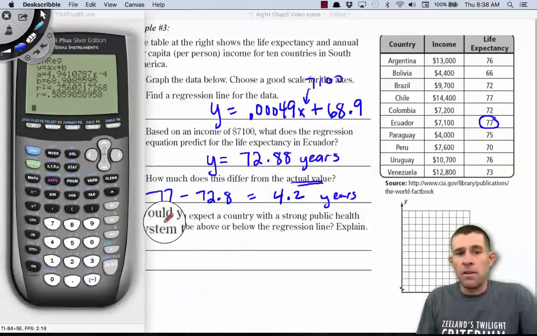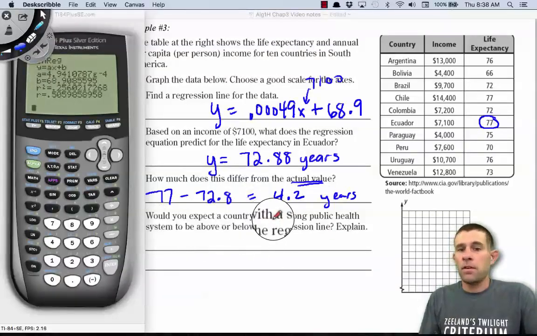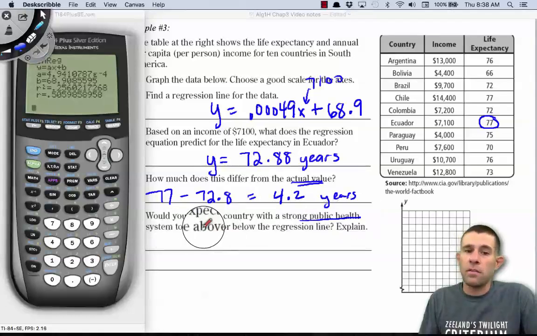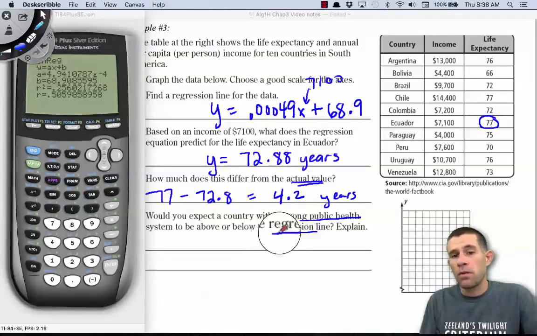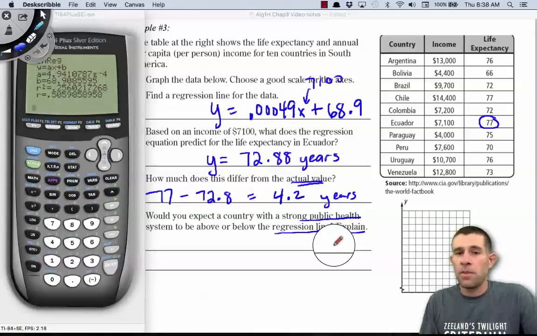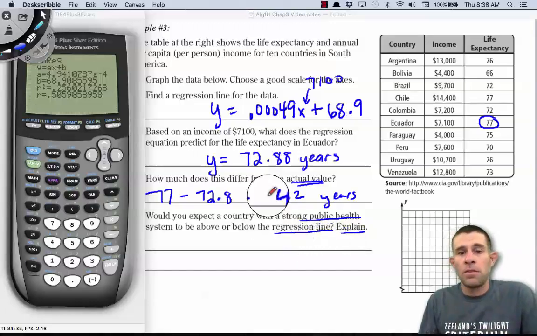All right, finally here in the last part of this problem it says, would you expect a country with a strong public health system to be above or below the regression line? Explain your answer. So I'm going to leave that one up to you, and we'll see you tomorrow in class.